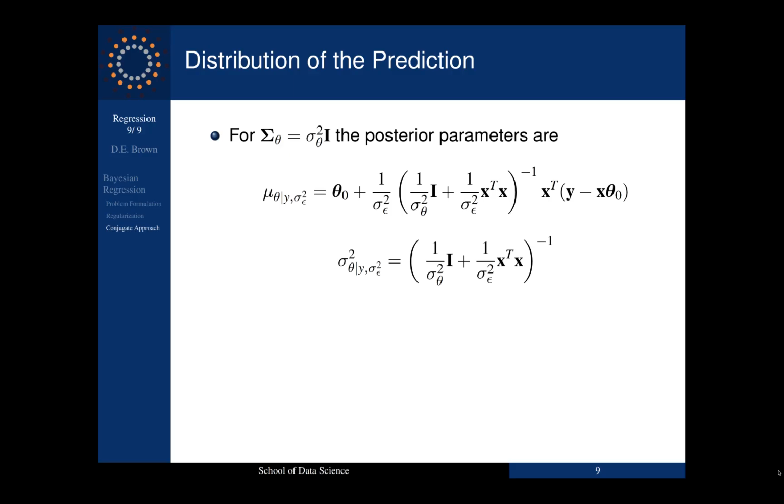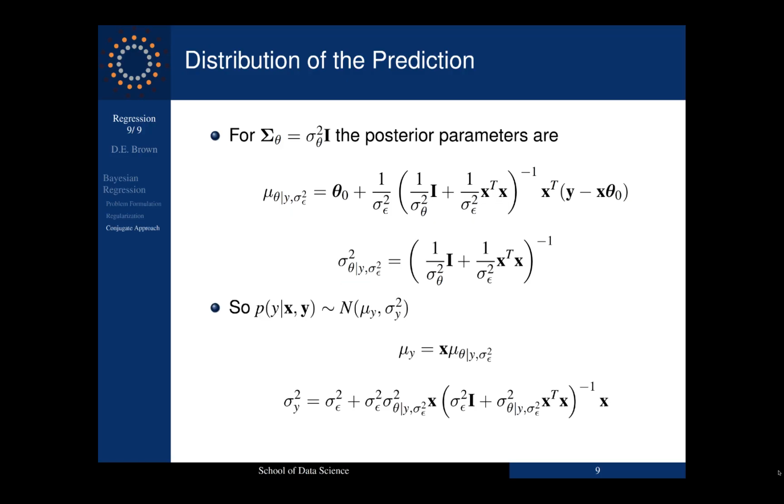So that gives us then the posterior parameters that are shown. This is the mean and the variance parameter for the posterior distribution that we found, and that then can be used to give us the distribution for the prediction, and that also is Gaussian. And now the parameters are as shown. And notice that the parameters are based upon the posterior parameters that we obtain for theta given the data, and that's how we find the distribution of the prediction.